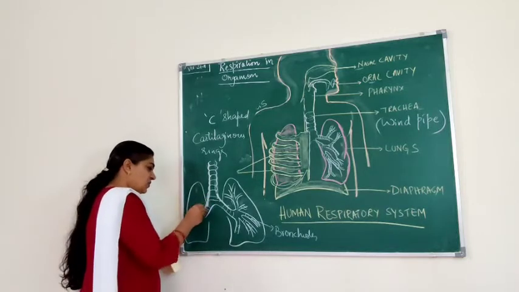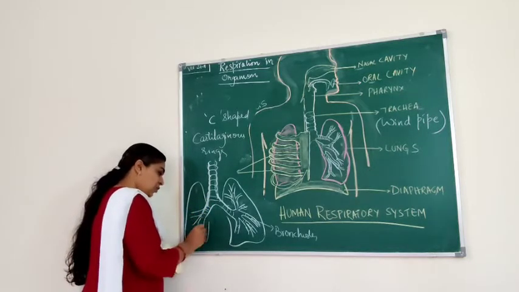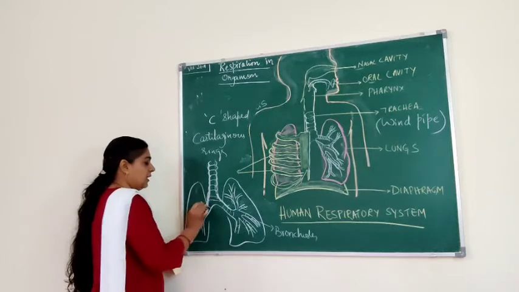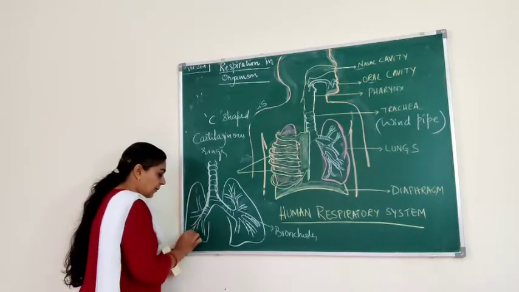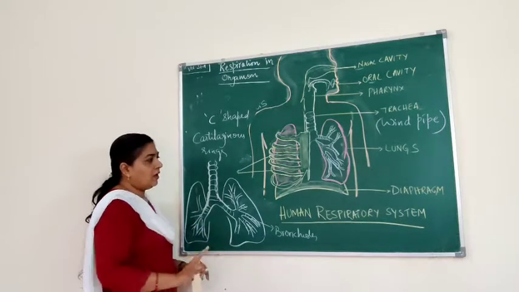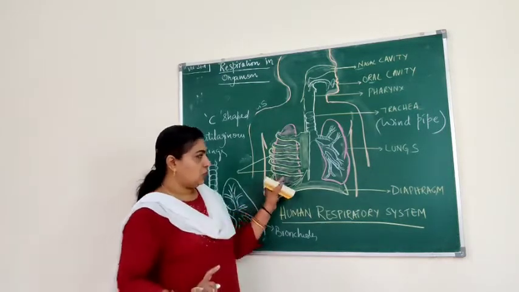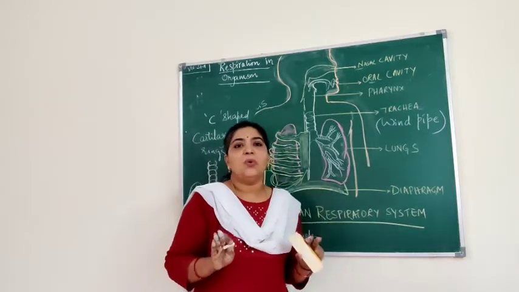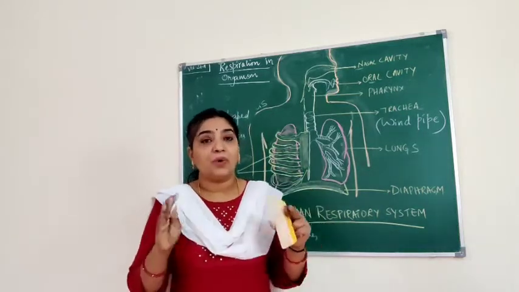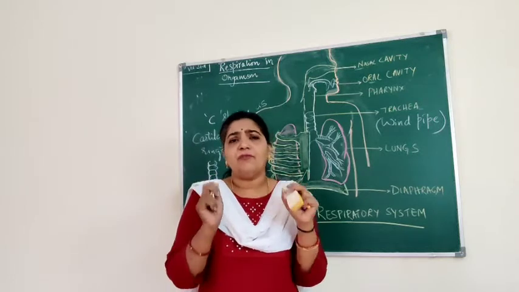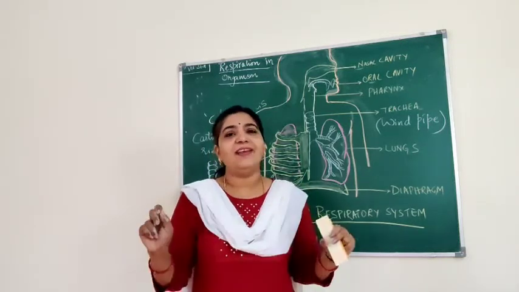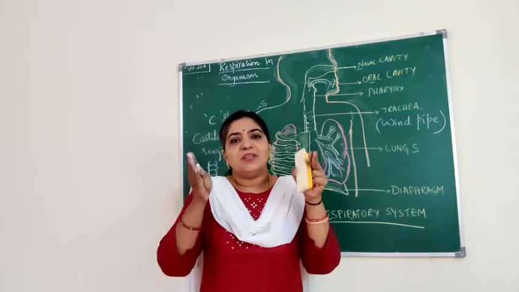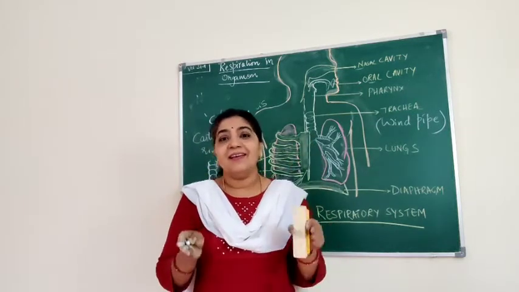Here this side is also shown. This is both the lungs. Both the lungs, the structure is the same. Why is it not shown here? Because to show the lungs are protected. You know, lungs are very soft and delicate organs. So they are protected by the rib cage.